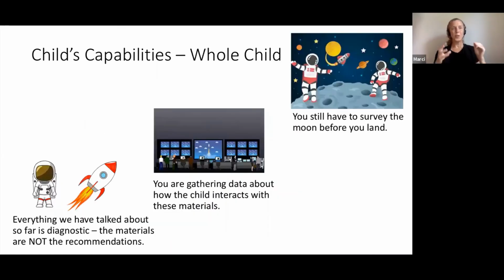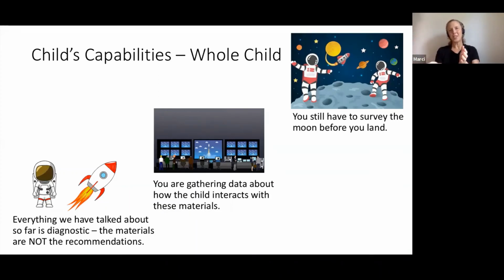Okay, so you're thinking about that whole child and the child's capabilities, and here's my analogy for that. Everything that we've talked about so far is diagnostic. The materials that you're using are not the recommendations. You've got your child, you've got your materials, you are at mission control. You're gathering your data about how the child interacts with those materials, right? So you're thinking to yourself, yeah, I think pictures could be useful. They're pretty good. They can handle a pretty big field of pictures. It really helps their vocabulary. And now you're getting close to that dreaded feature matching, right? And you're going, uh-oh. You still have to survey the moon before you land.